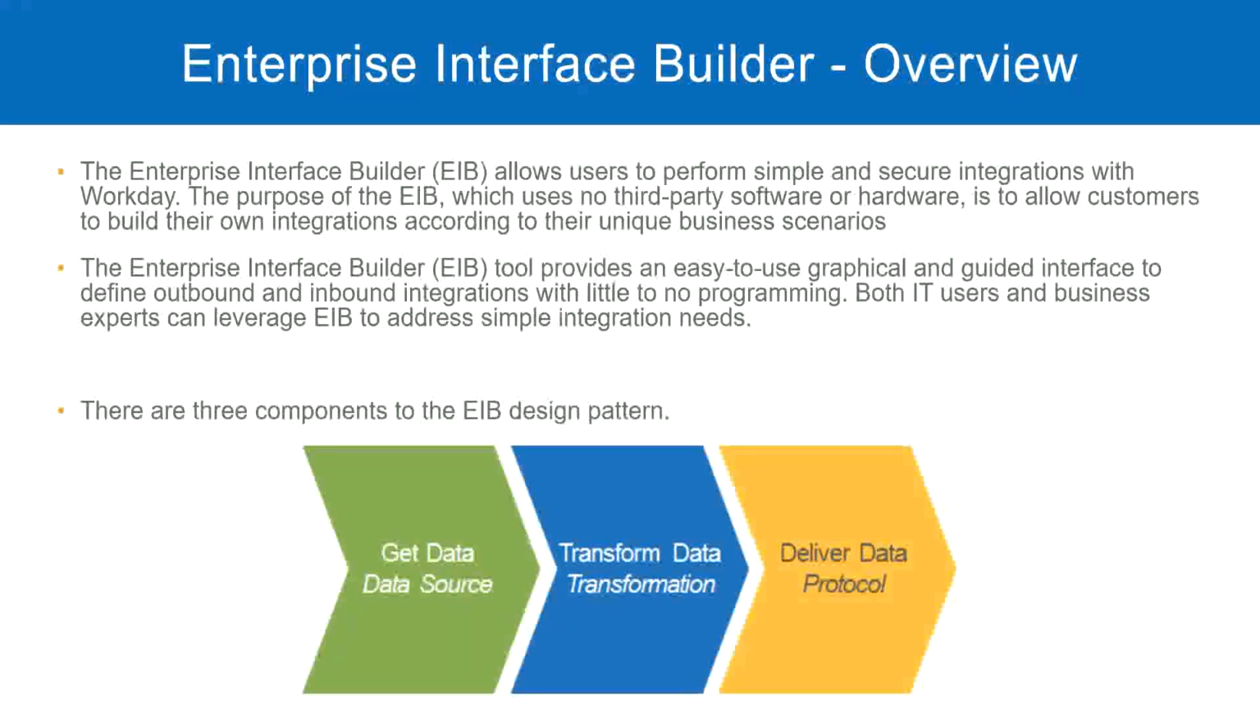Do we need transformation? If yes, configure that. If no, leave it blank. And then deliver the data. How are we going to send the data to an external system? We have to configure that as well. Once we do these 3 steps, our EIB is ready. We are going to start exchanging information from Workday with an external system.